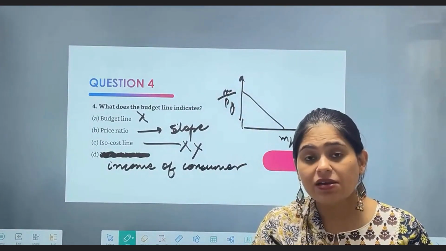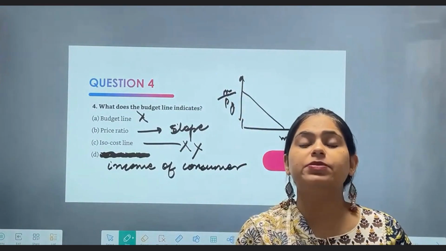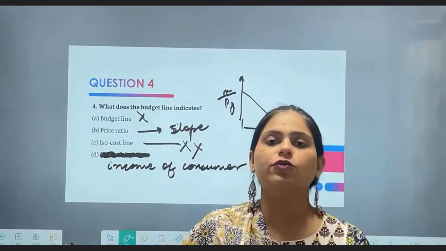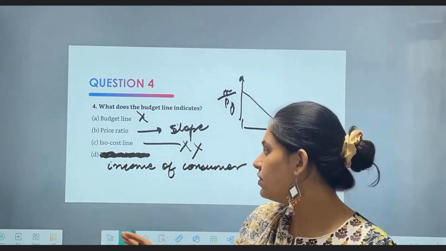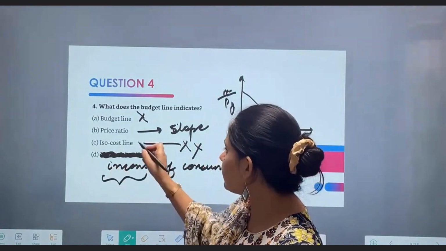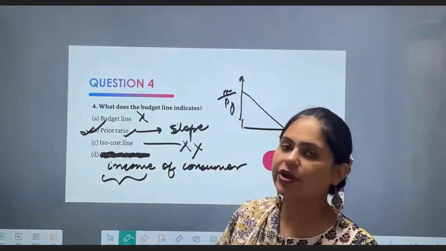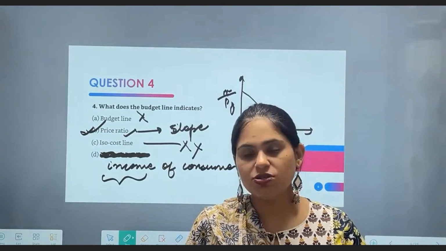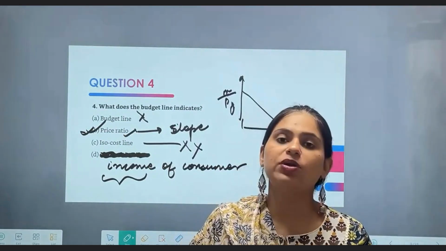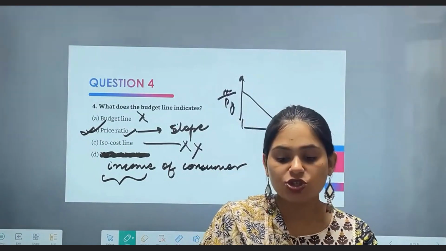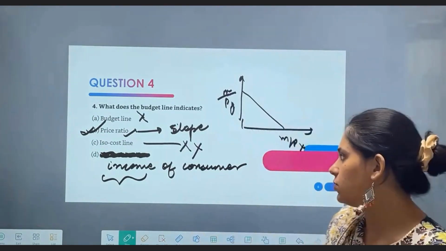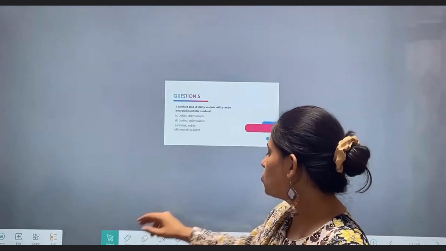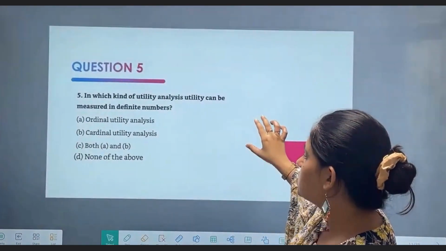But still remember, what's the sole purpose of the budget line? It is to tell me the rate at which the market substitutes one good for another. So whenever given a choice between income and price ratio, I would still like to go with price ratio. Both of them are correct, mind you. But if I have to select one option, I would go with Px by Py, and say that it represents the ratio at which the market substitutes one good for another.